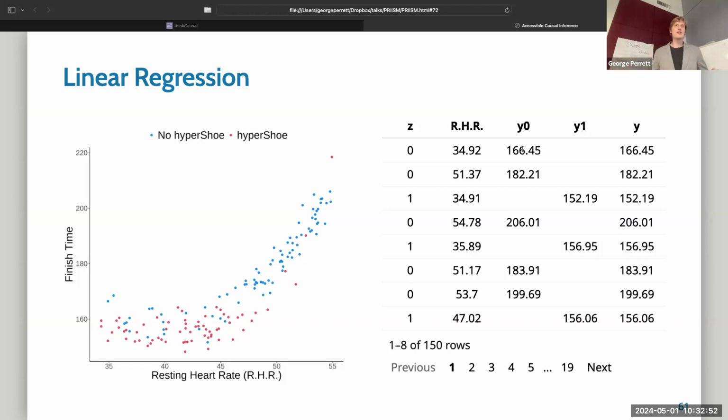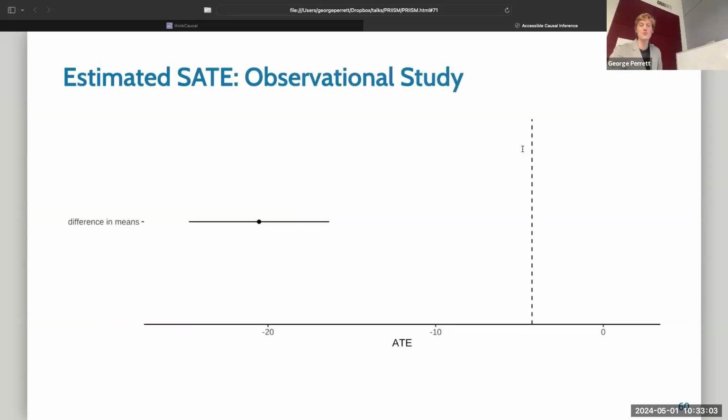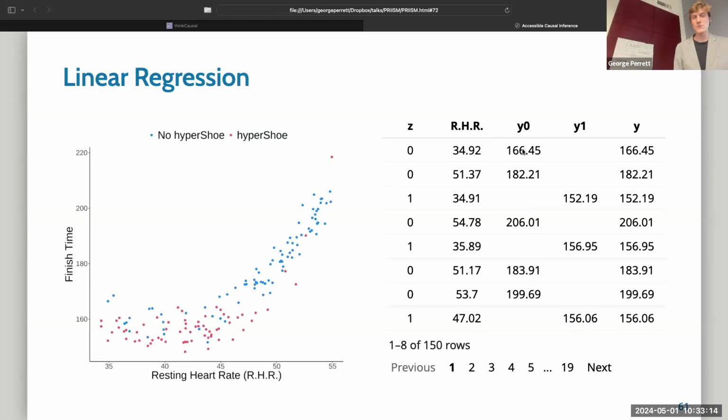making this huge ignorability assumption that we've adjusted on all the confounders. We know that heart rate is a confounder here, and we haven't adjusted for it. The difference in means isn't adjusting for anything. So the reason this is so bad is because we know that ignorability is not satisfied. That conditional ignorability assumption that we have measured and appropriately adjusted for all the confounders.